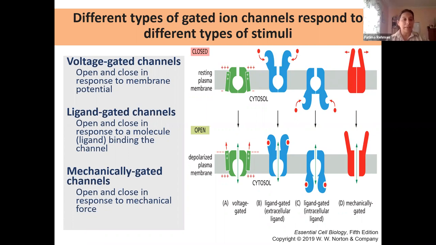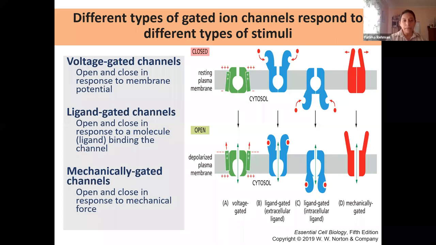You have ligand gated channels, which respond when a molecule is bound to the actual channel itself, which allows it to change conformation so that the channel can be opened. And then you have mechanically gated ion channels, which open and close in response to some type of actual mechanical force. That could be pressure, touch, something like that. These are the three main types of gated ion channels that you want to be aware of.